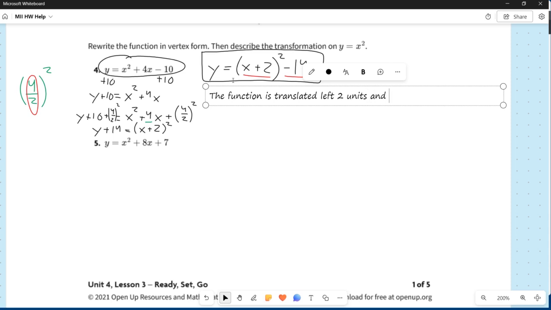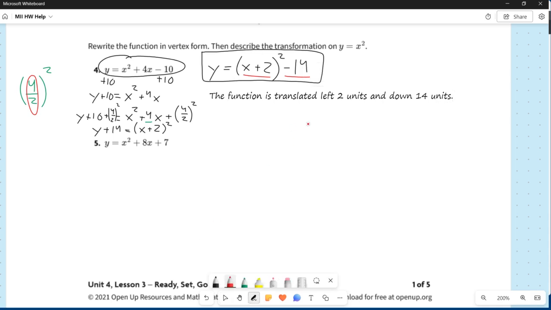And we have minus 14. So the minus 14 tells us that it has been translated down 14 units. So from the parent function, which again was up here, we've taken that graph and we've gone to the left 2 and down 14.